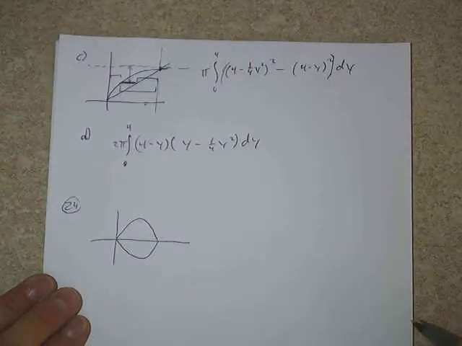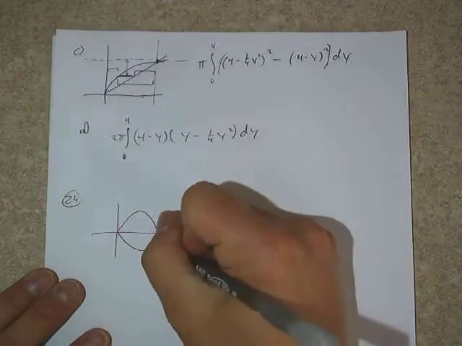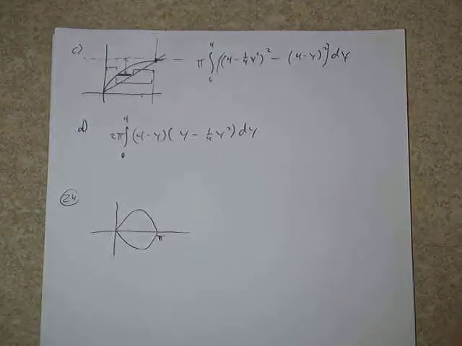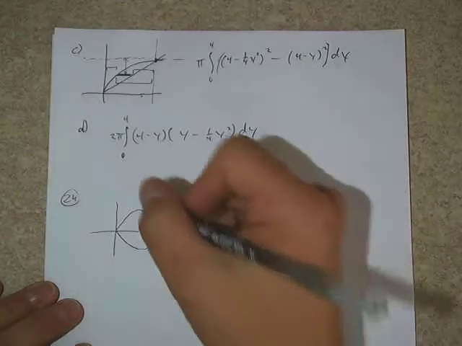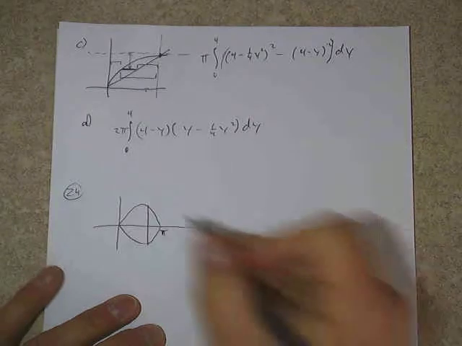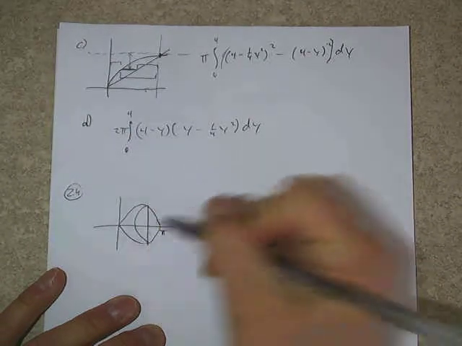All right. What else from the chapter review? 24. We have a solid whose base is the region that's enclosed by the graphs of y equals sine x and y equals negative sine x from 0 to pi.